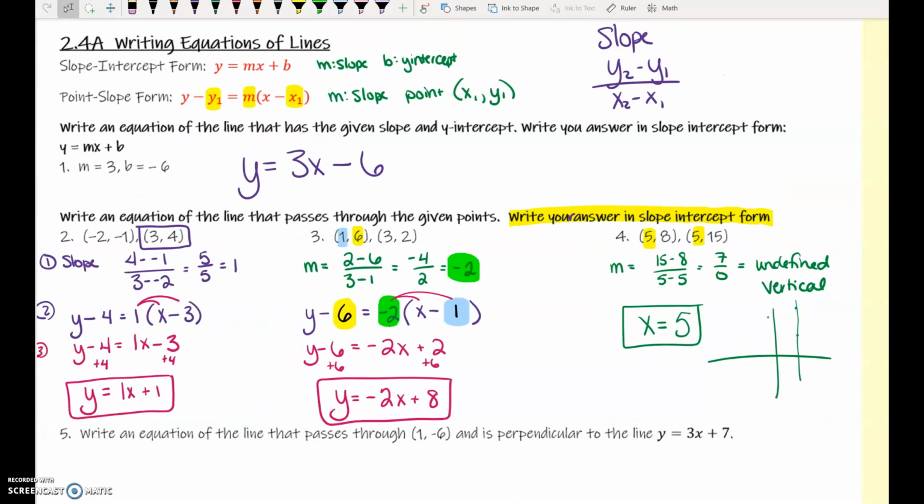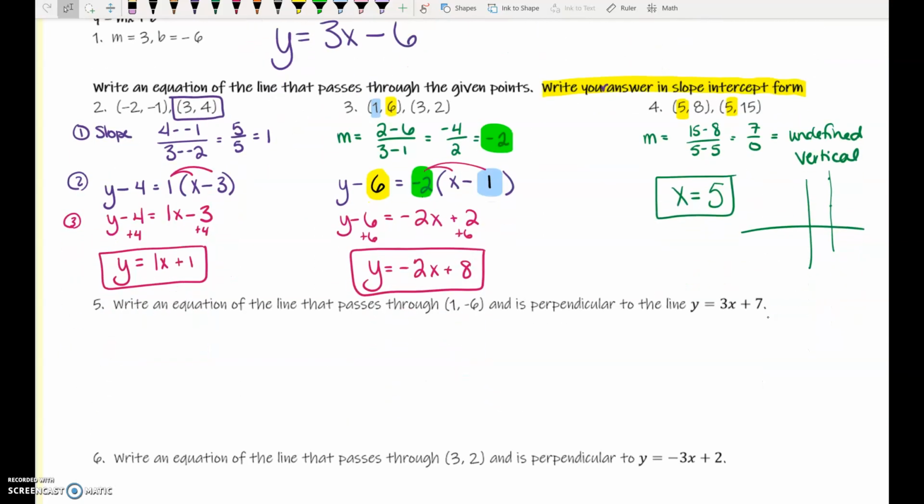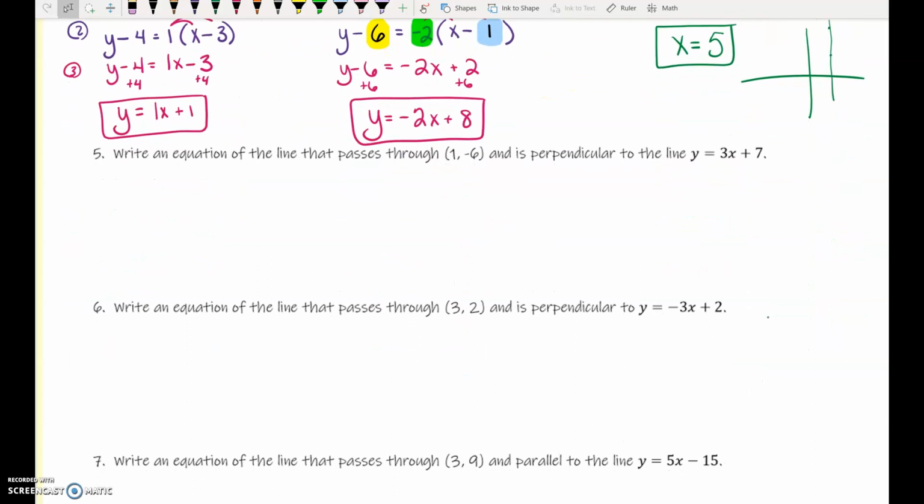Okay, now we're going to use what we learned toward the end of the last chapter. We learned about parallel and perpendicular slopes, right? So now we want to write an equation that passes through the point (1, -6) and is perpendicular to the line y = 3x + 7.